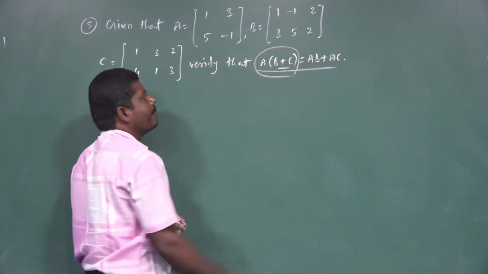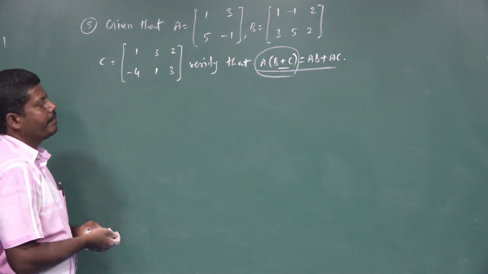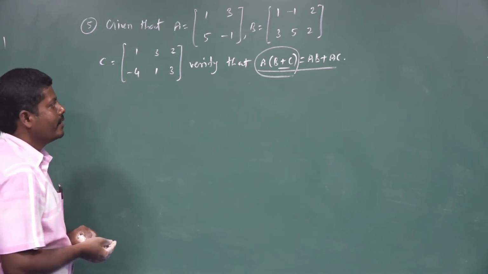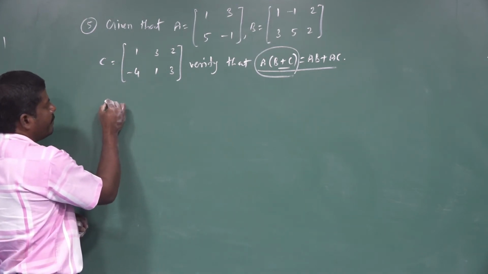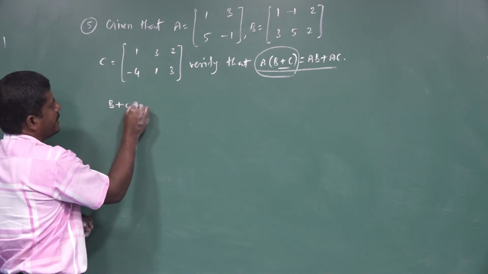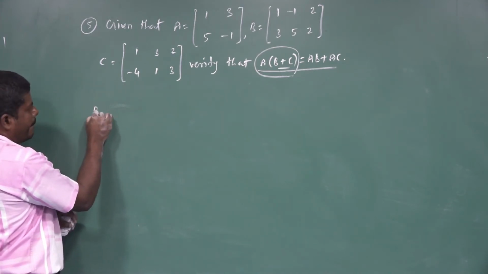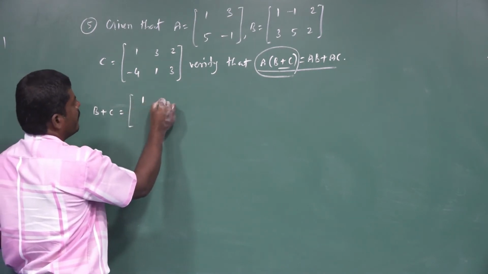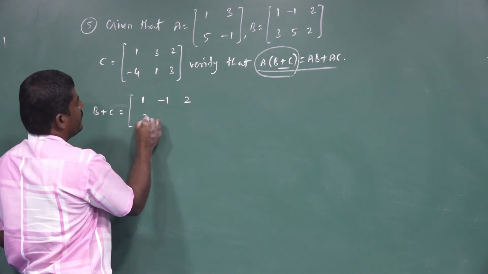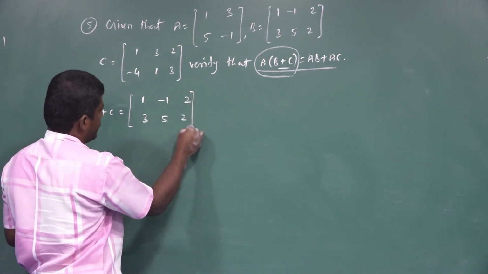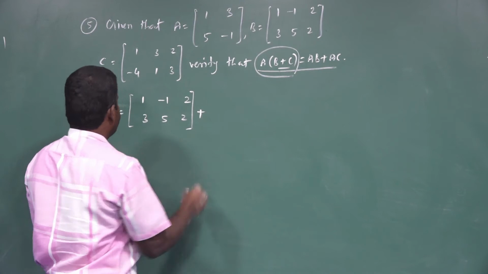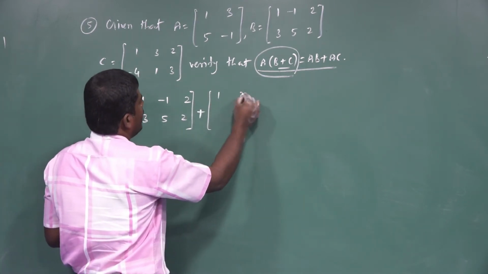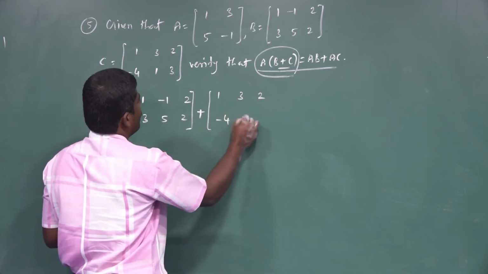So within the bracket B plus C is there. So first you want to find out B plus C, because according to our BODMAS rule, bracket is first. Understand? So first B plus C. Left side, B plus C is equal to B matrix 1, minus 1, 2, 3, 5, 2, plus C matrix 1, 3, 2, minus 4, 1, 3.